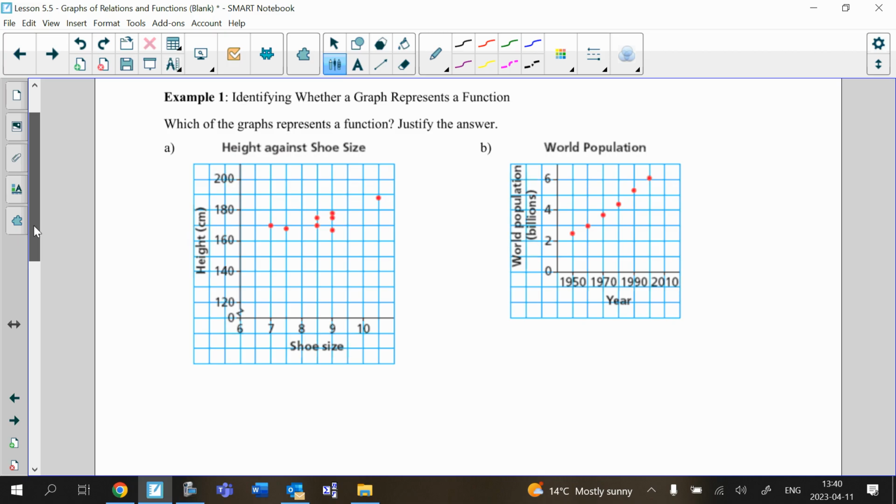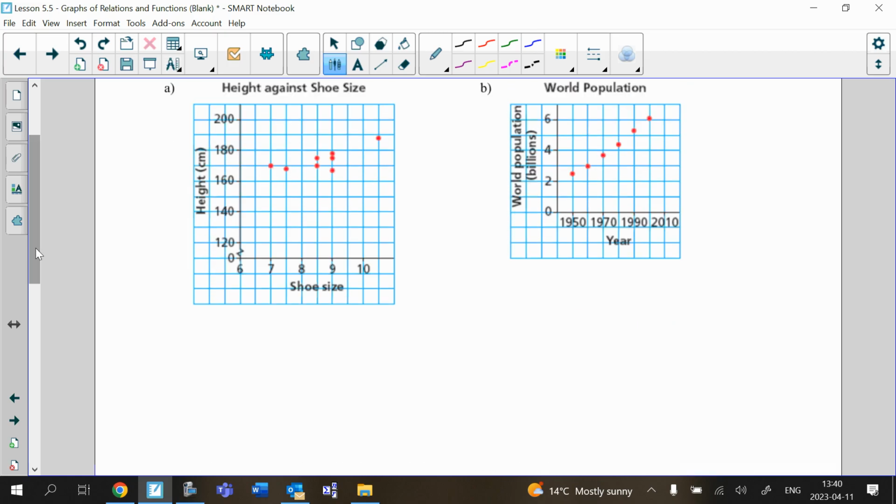You could say it different ways. You could say the domain value repeats at 9 and 8.5. If you said that, that's perfectly correct. Or if you said, well, no, because we can draw a vertical line through more than one point. Vertical line.